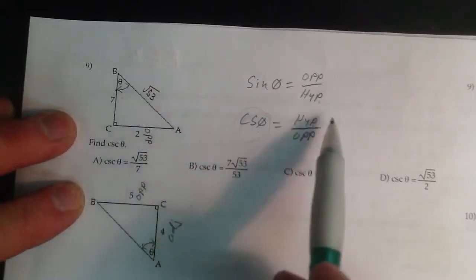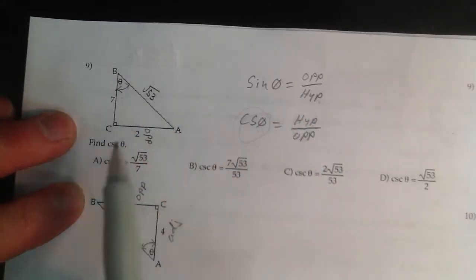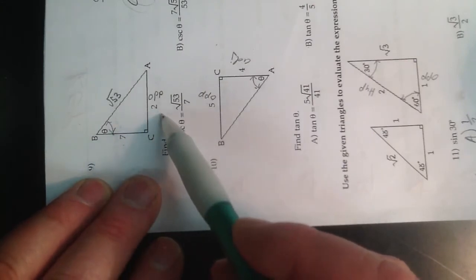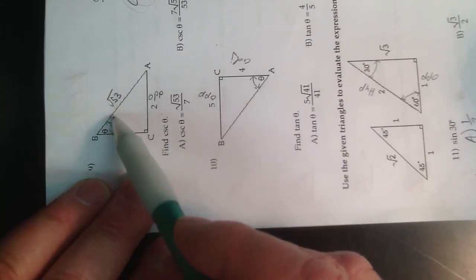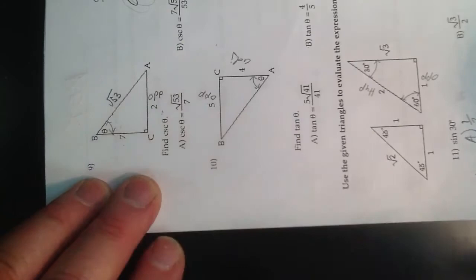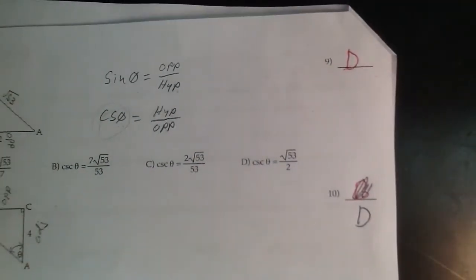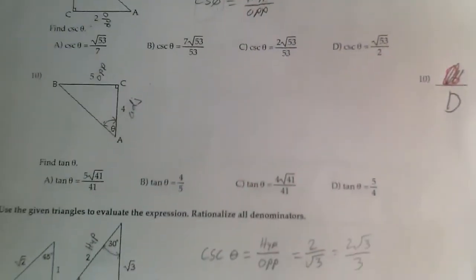Okay, so hypotenuse over opposite for what angle? This angle. So if we reference this angle, this is the opposite, this is the hypotenuse. Hypotenuse over opposite is the cosecant. Rationalize the denominator, and we're going to get choice D.